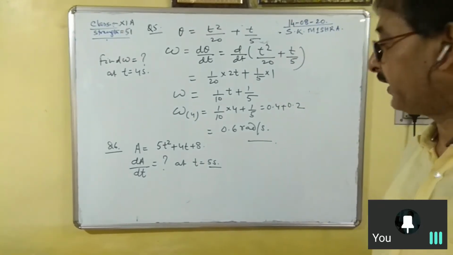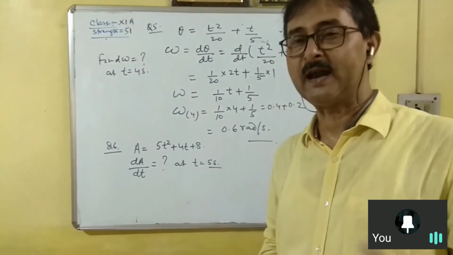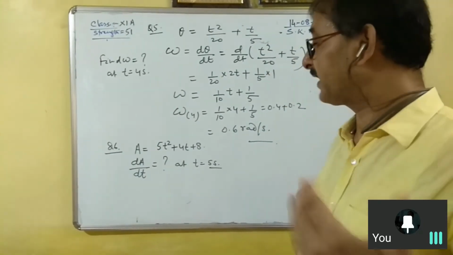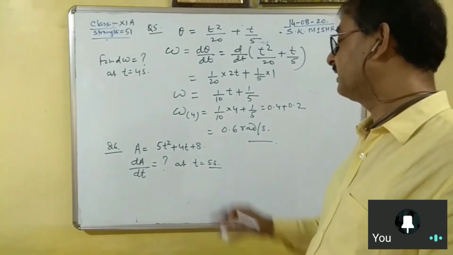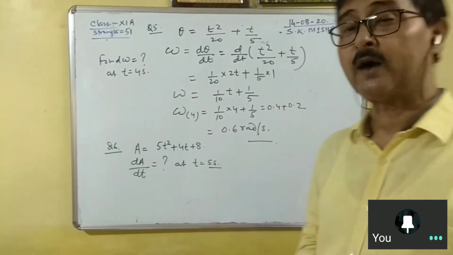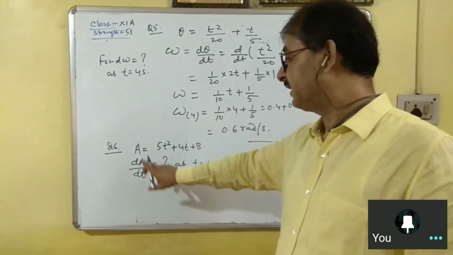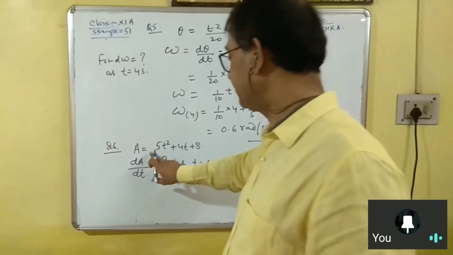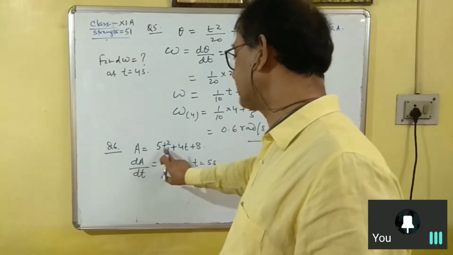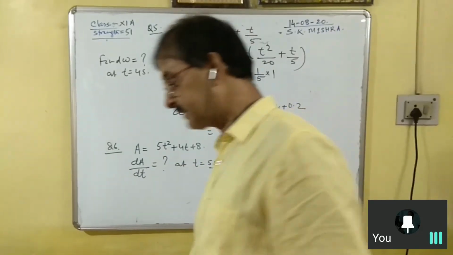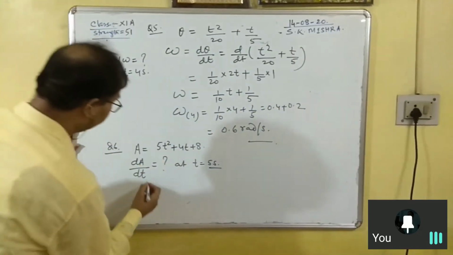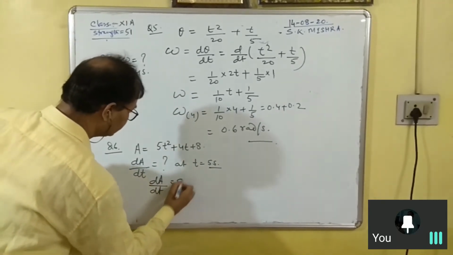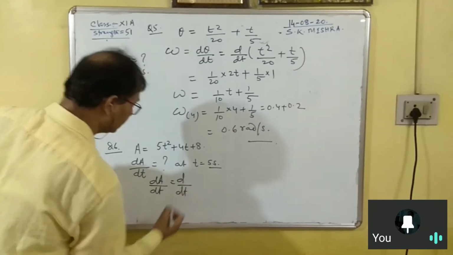If you keep on heating a metallic disc, what will happen? The area of the disc keeps on increasing. So what is the rate of increase of area at t is equal to 5 seconds? How will you find that rate? If you know the area depends upon time, so the area equation is given to you, area A is equal to 5t square plus 4t plus 8. Then how to find dA by dt? So dA by dt is nothing but, these are simply the application of differential calculus.